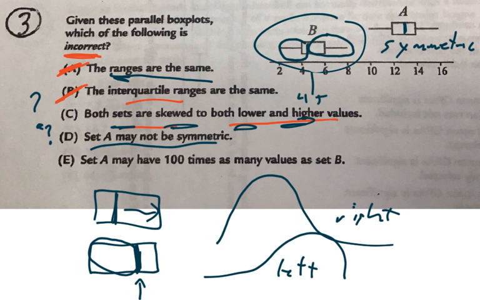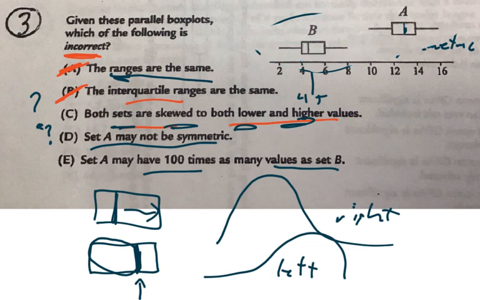Let's look at choice E. Set A may have 100 times as many values as B. Now remember, guys, this is like the biggest offense when it comes to box plots and histograms. Remember, especially with box plots, the only values I know truly directly from the box plot are the minimum and maximum values, okay? So in set B, I know my minimum is 2, I know my maximum is 8.